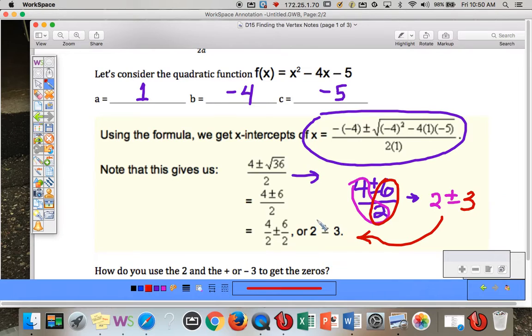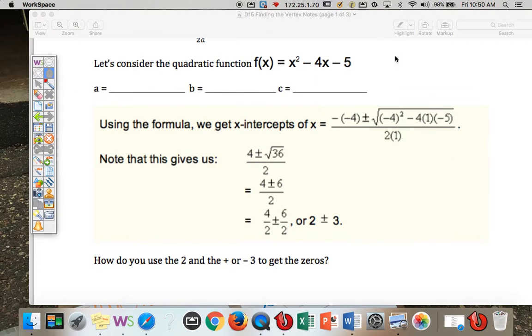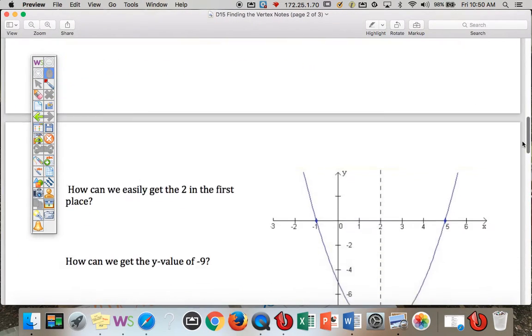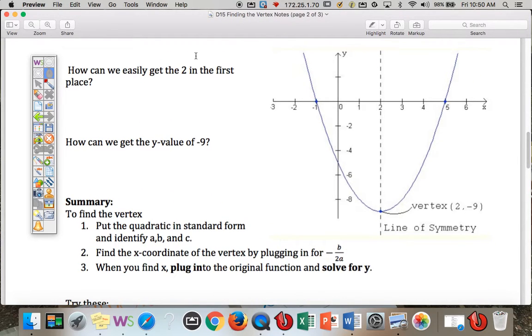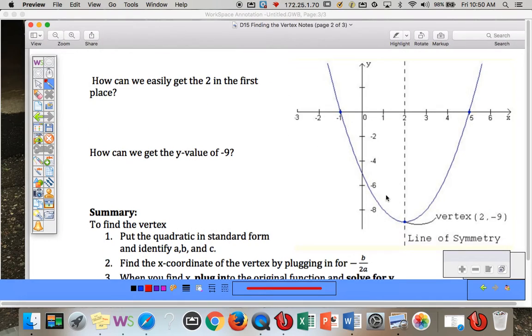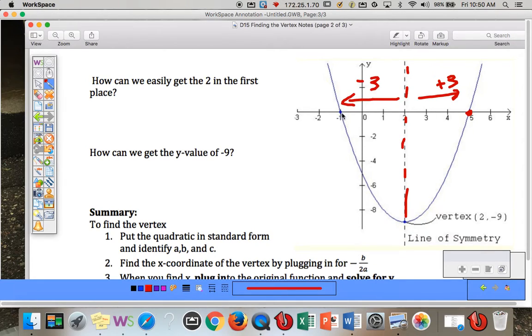So the question today is, how can you use the 2 or the plus or minus 3 to get the zeros of the graph? And remember, zeros are the x-intercepts. So if we take a look at the graph, how can we get that 2? Right here along this line is 2. And if you notice, plus 3 will give us the first zero at 5, and minus 3 will give us our other zero at negative 1. So we have the zeros. We know how to find the zeros, with the quadratic formula or graphing.